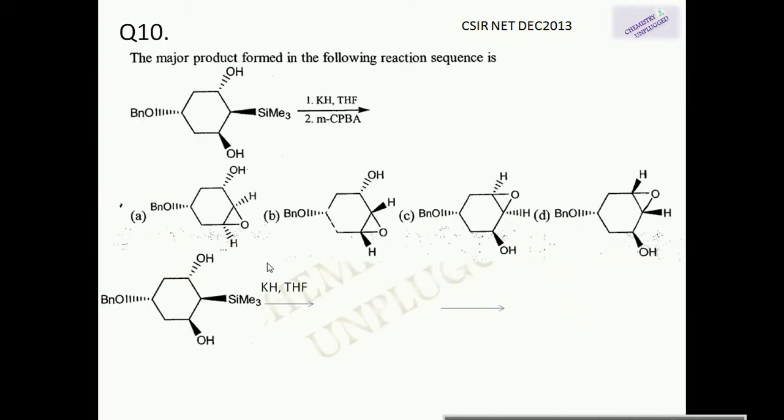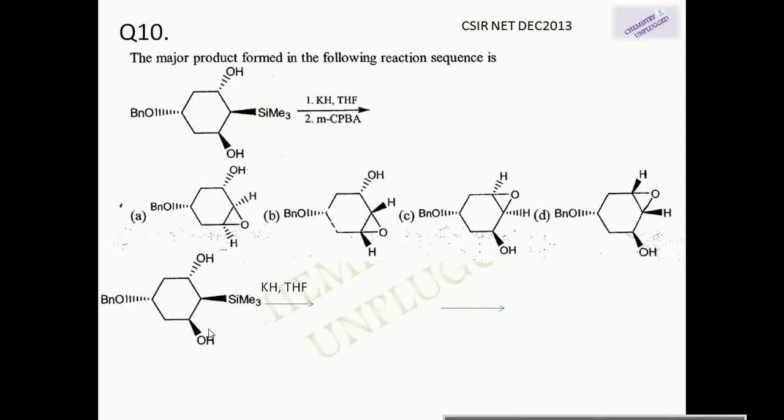Next question, the major product of this reaction is asked. In the first step, potassium hydride in THF will attack on this compound. Bn is the benzyl group. Potassium hydride is a strong base and we have a beta-hydroxy trimethylsilane here. This is the alpha carbon, beta, and the OH group is on the beta carbon. So it is a beta-hydroxysilane. When we use potassium hydride, it will remove Me3SiOH as trimethylsilanol.